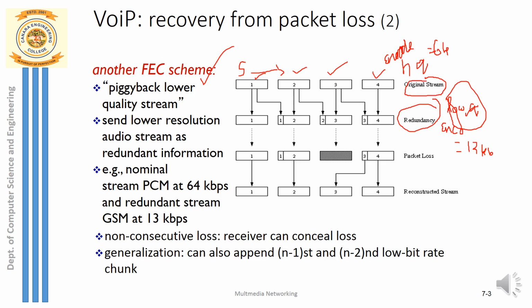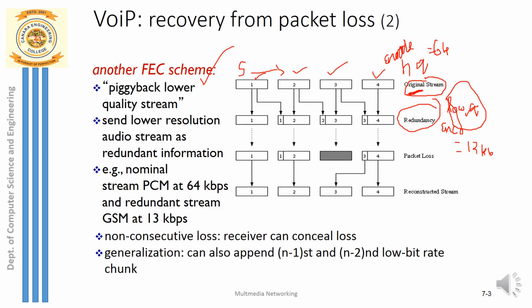Why? Because this may take up small space, and this redundant stream just acts as a backup, only in the case of loss, where some of the chunks of the original stream, the high quality audio that you have sent, may get lost. So this is the solution. So how are you sending that low quality redundant stream? See how you're making it redundant.